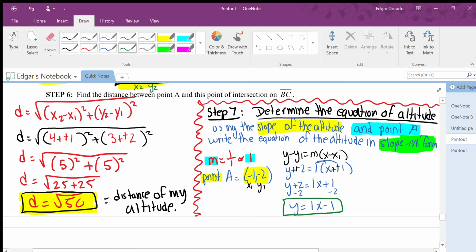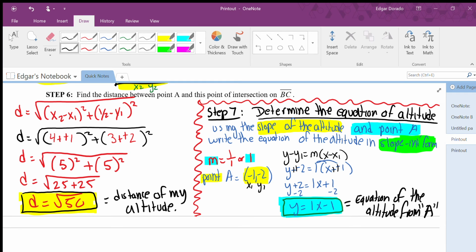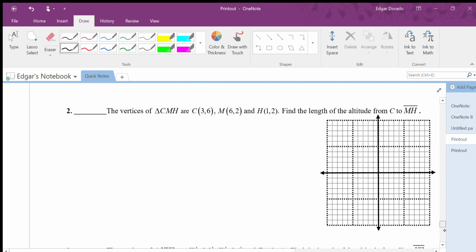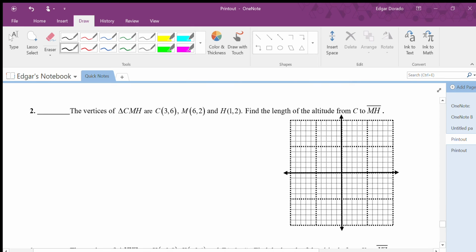This is an extra step you may be asked to solve, guys. This is now the equation of the altitude from point A. Okay, that is the equation of the altitude from point A. Again, you might not always be asked that. I don't think they asked you that in this particular set of notes, but you might be asked to do that. So please keep that in mind. Alright guys, I think I'm going to go ahead and move on to the first example here.